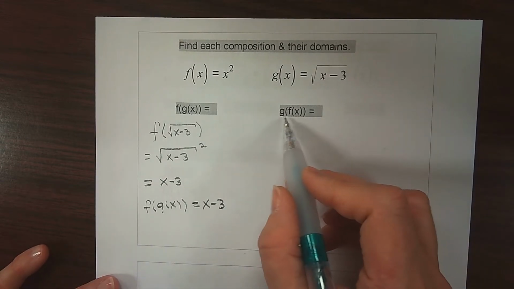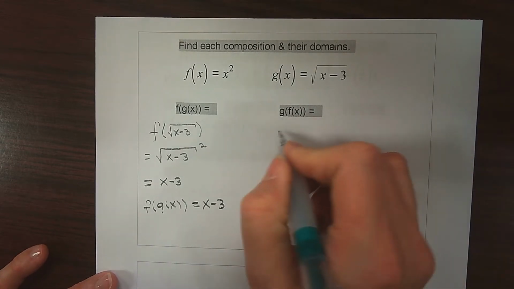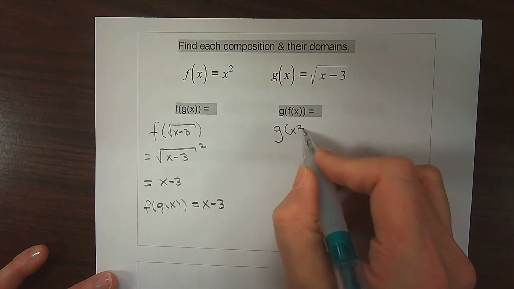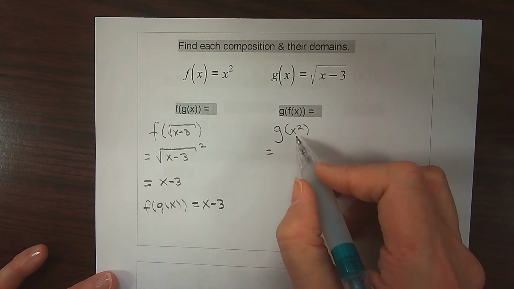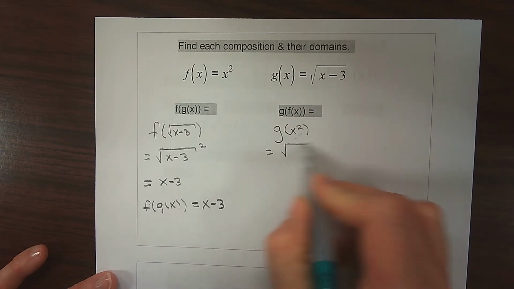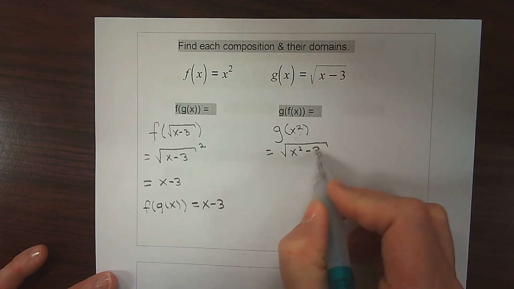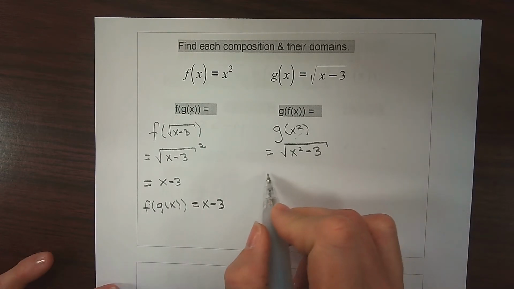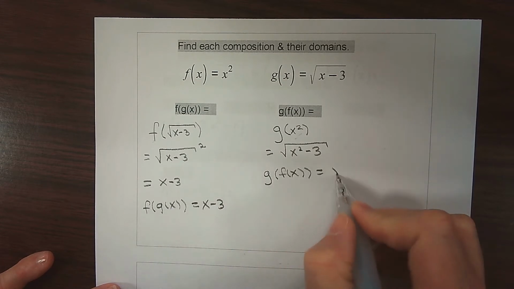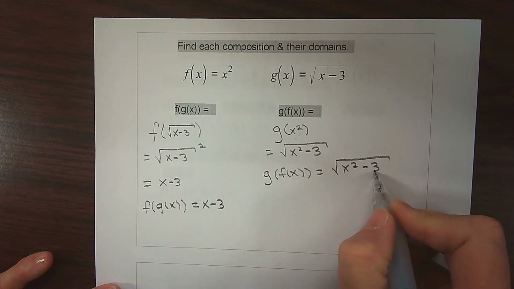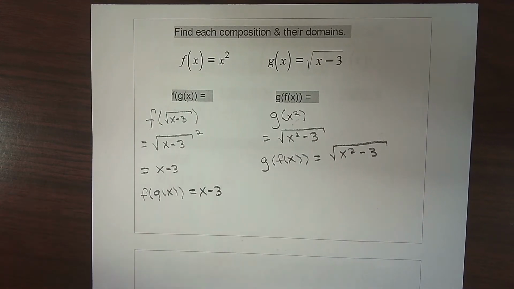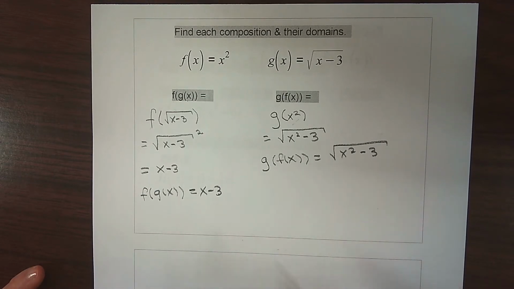All right, let's take a look at g of f of x. So again, that means I'm evaluating the g function for x squared, which means that in place of x in this g function here, I'm going to put x squared in its place. So I get the square root of x squared minus 3. Let me rewrite that then. Again, that means g of f of x equals the square root of x squared minus 3. Okay, so I've found the composition of each of these two functions.